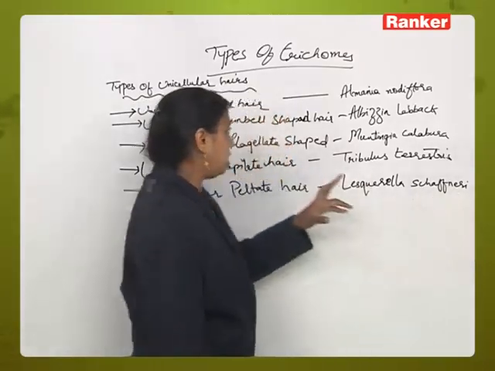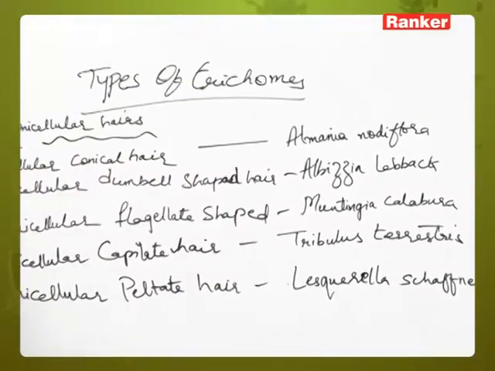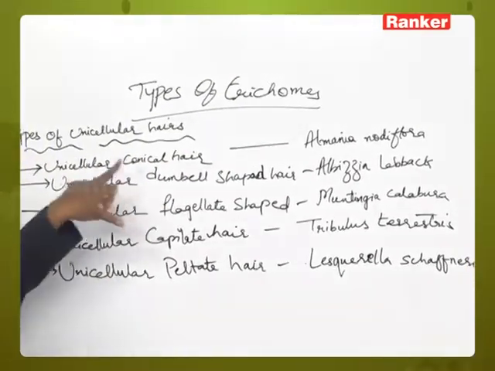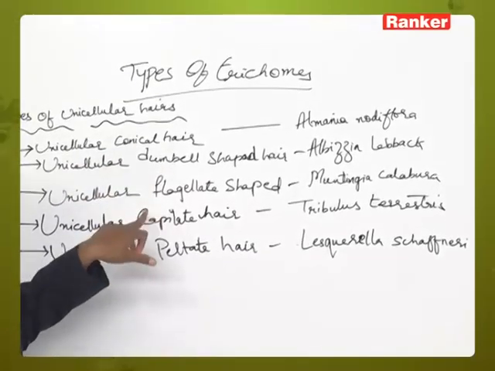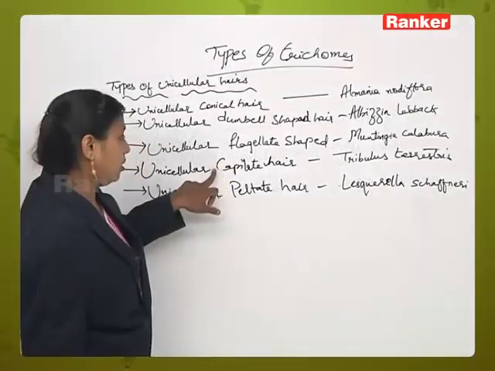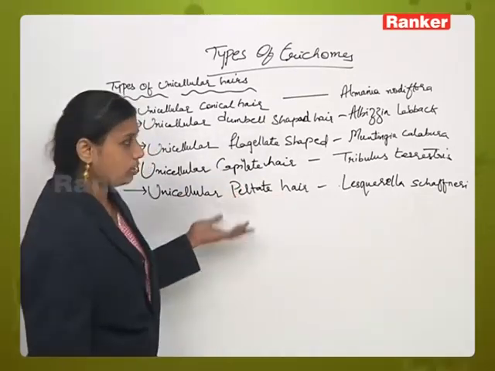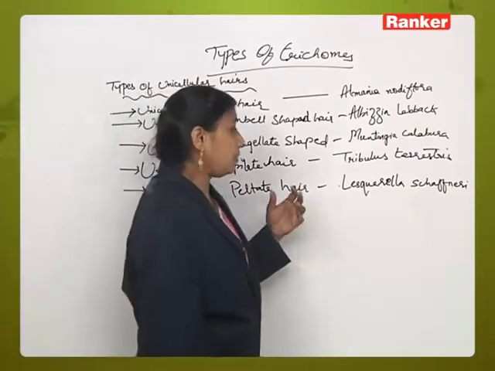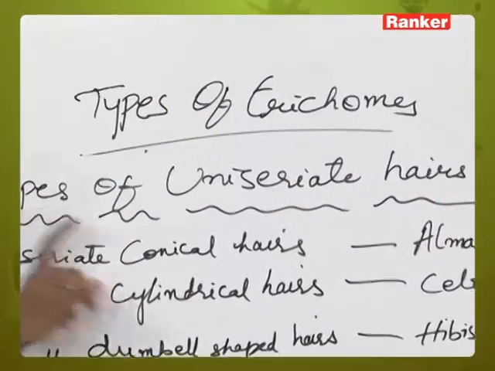So these are the examples which are important to study when you are talking about types of unicellular hairs. It may be a unicellular conical, or a dumbbell shape, or a unicellular flagellate, or a unicellular capitate, or a unicellular peltate hair. Okay, next we will be studying types of uniseriate hairs.